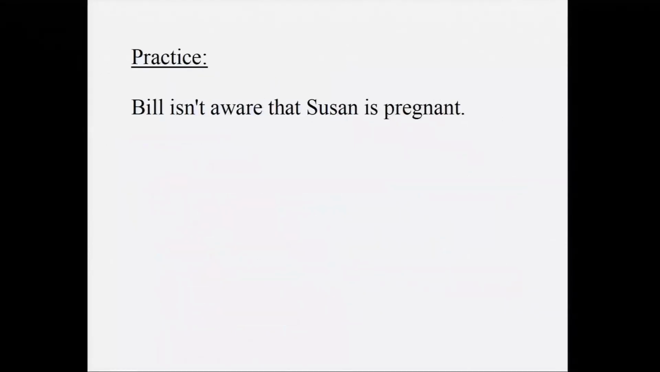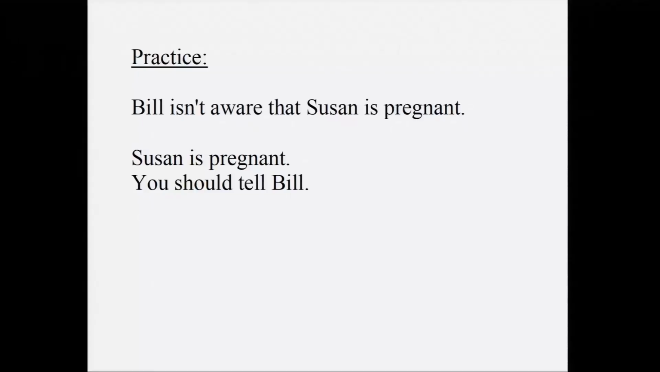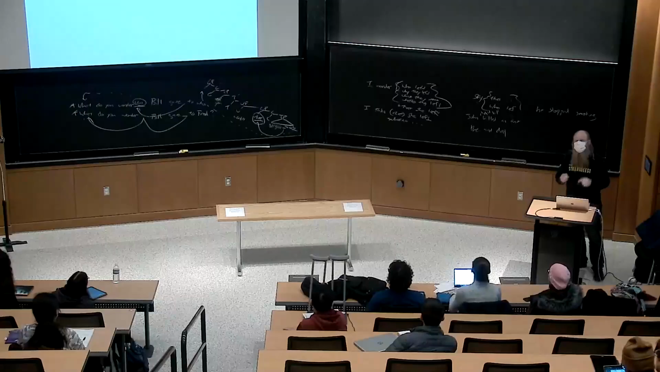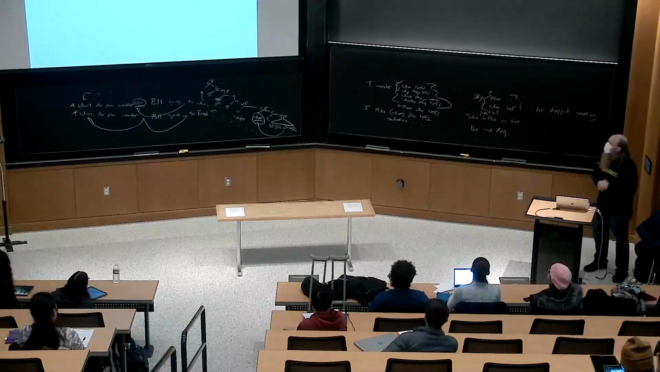I want to practice this for like two minutes. So if I say, Bill isn't aware that Susan is pregnant, that's a sentence. And now here are two sentences that we can talk about the relationship between the first sentence and the second and the third. Bill isn't aware that Susan is pregnant. What's the relationship between that and the sentence, Susan is pregnant? Is that presupposition or entailment or implicature? Presupposition, why?